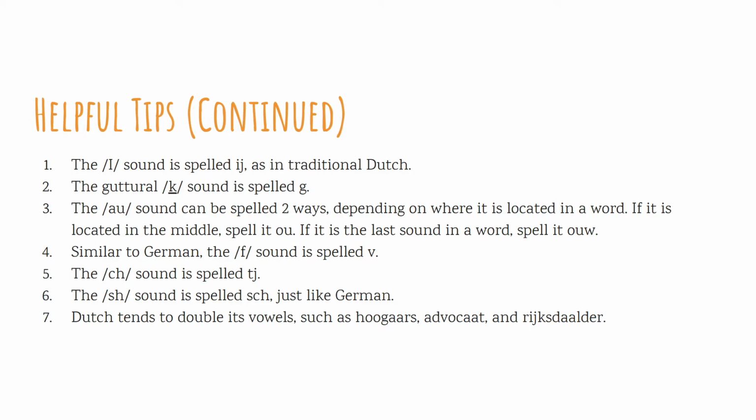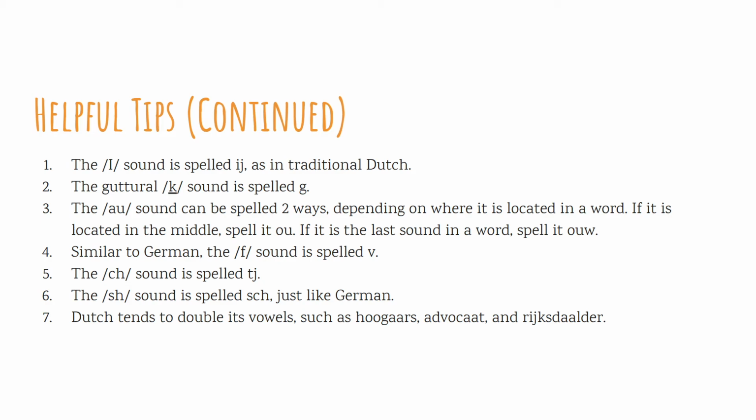Also, another rule that's pretty similar to German is the F sound. The F sound is spelled V. So that's a pretty similar rule that you probably already know. Next we have the Ch sound. The Ch sound is spelled TJ, which is a pretty unique spelling. One example of this is the word Chaile, which is spelled T-J-A-E-L-E. As you can hear at the beginning, we have the Ch sound that's spelled TJ. Next we have the Sh sound. The Sh sound is spelled SCH, very similar to German.